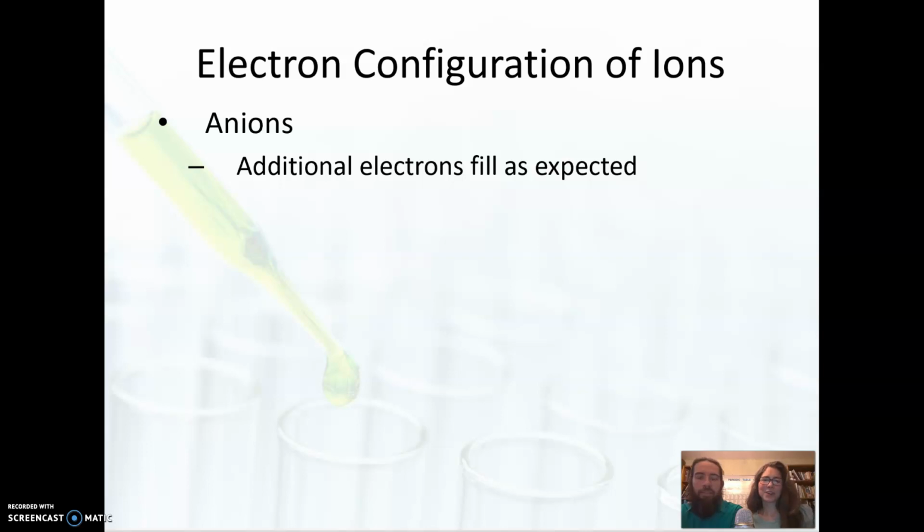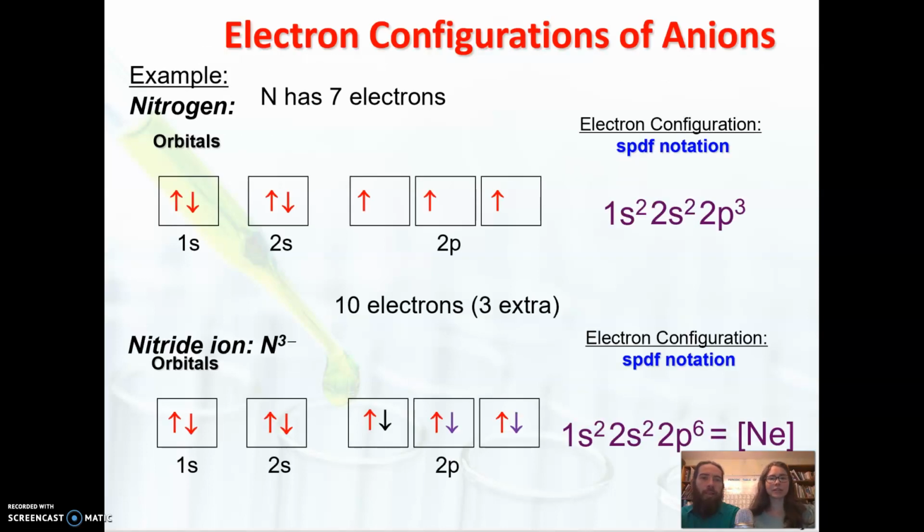So the first one we're going to start with are anions, and anions, of course, are negative ions. So these are species that have gained extra electrons to become negative, and these are the easiest ones because they just fill as expected. So if you had extra electrons, you'd fill them as you normally would in your normal fill order. So let's give you an example here.